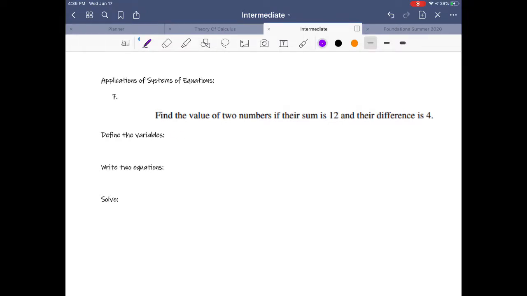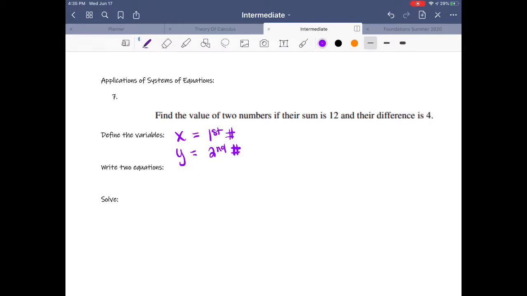So I'm going to call x my first number and y my second number. You don't have to use x and y. You can use a and b or y and z or x and r. It does not matter. They're just letters. They're just variables used to represent values.